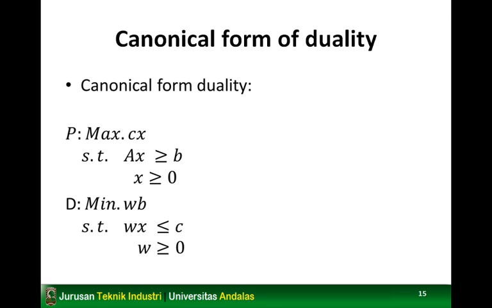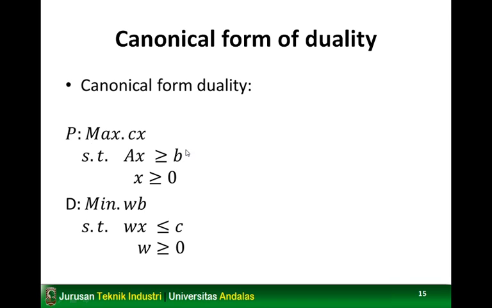So I will start from the canonical format of duality. When the primal of the problem is the max problem and x is the decision variable, the canonical format of the primal problem will be like this. All the constraints will have a larger than or equal to sign, and all the decision variables, the x, must be non-negative.